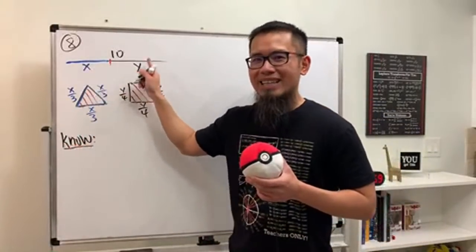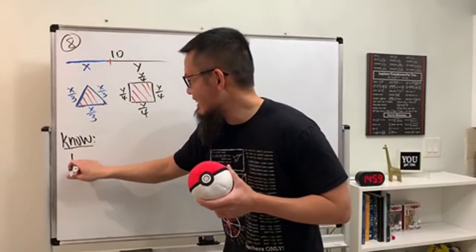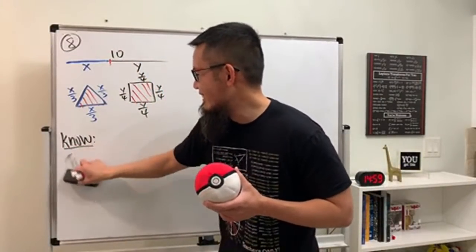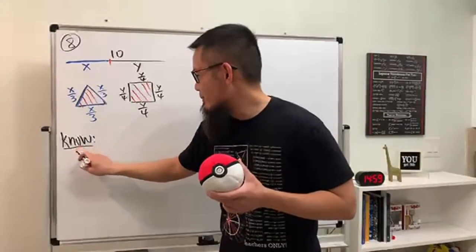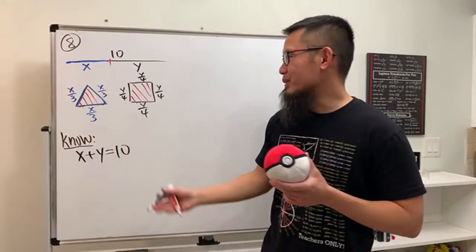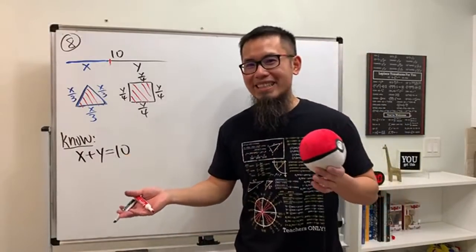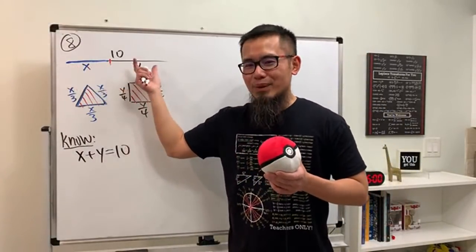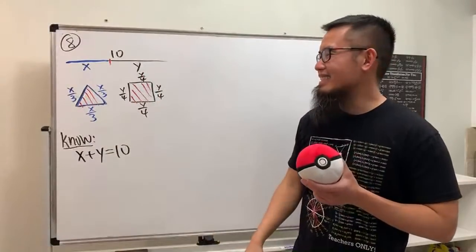X plus y is equal to 10. I'm just going to put down x plus y is equal to 10. The reason I want to do that is so I can follow the same format. I didn't want to say this is x, the other one is 10 minus x. Yeah, I skipped one step.